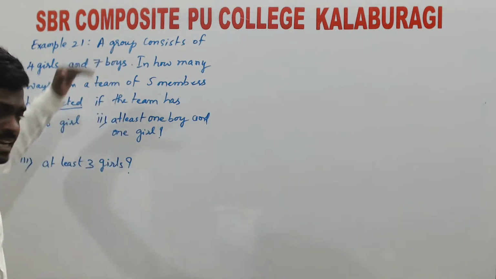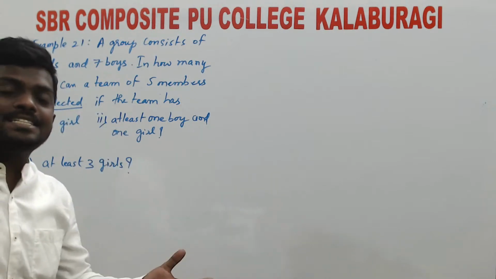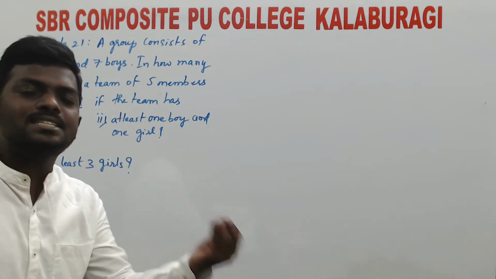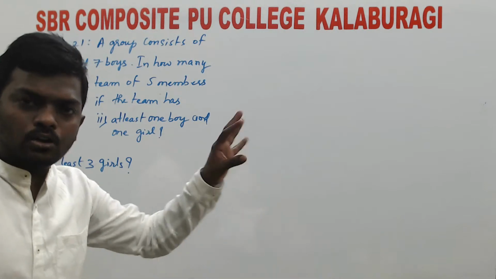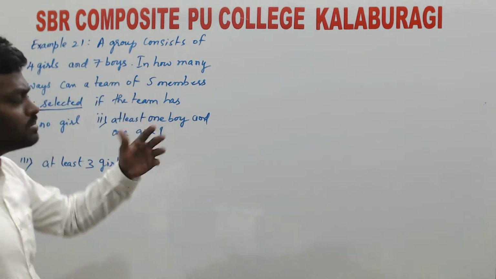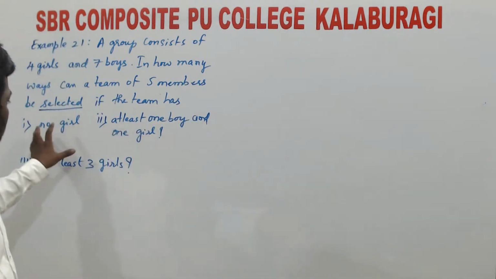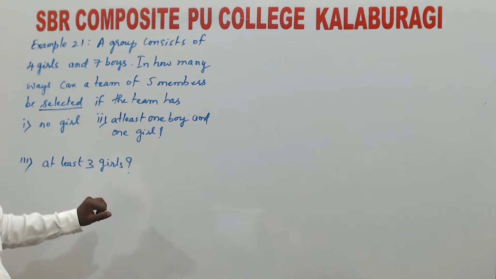And if you read the question also, you will understand they are talking about just selection, or they are talking about a group consisting of 4 girls and 7 boys. So from this you have to pick 5 members in such a way. So there are 3 conditions, right?